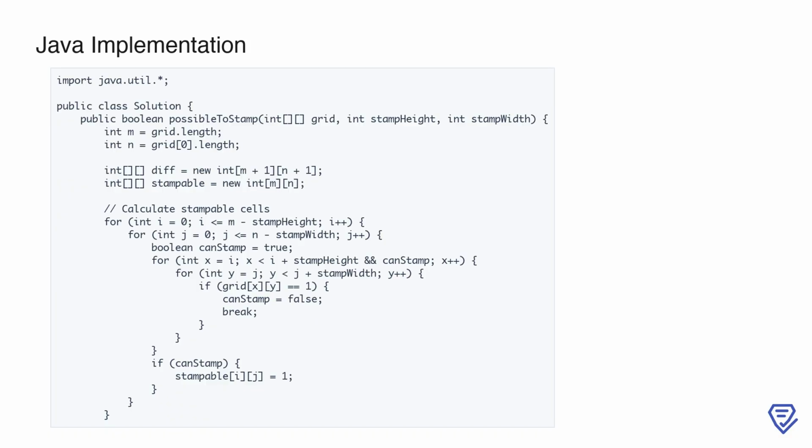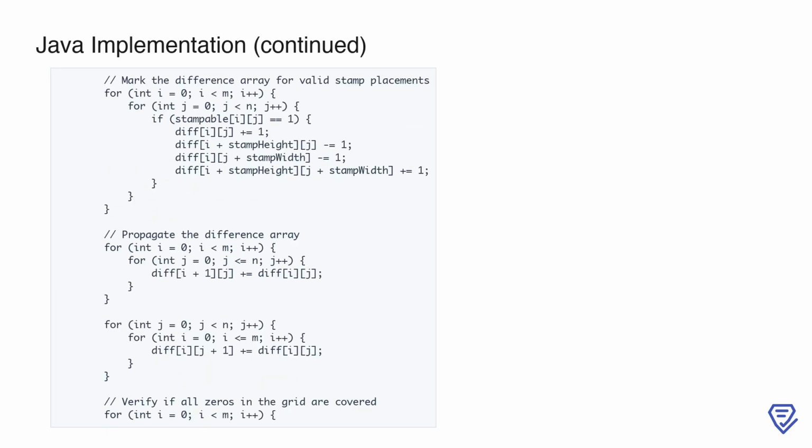If all cells within the dimensions of the stamp are 0, we mark the current position in the stampable matrix with a value of 1, indicating that a stamp can be placed here. This forms the foundation for determining valid stamp placements. Now that we have identified the stampable cells, we use this information to update the diff matrix.